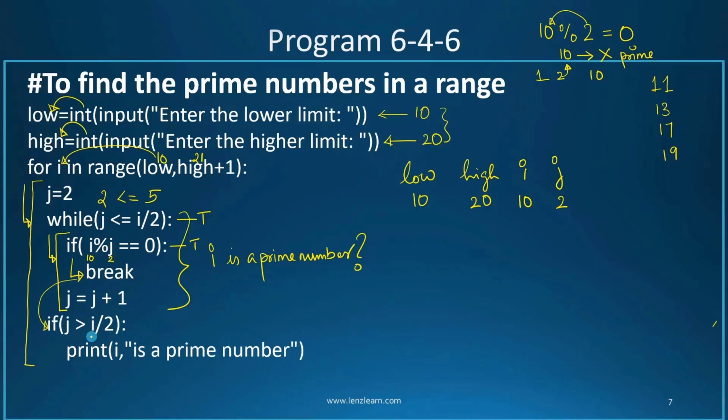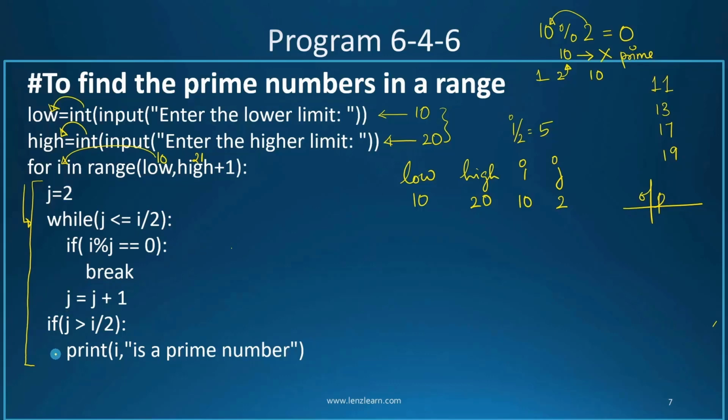Now here I am checking whether the value of j is greater than i by 2. The value of j, which is 2, is greater than 5. So here you can see this is false, so this print statement will not be executed. So in the output, 10 will not be printed as a prime number. Now after this print statement, the control will go back to the for, and now the variable i will take the next value from the range, which is 11.